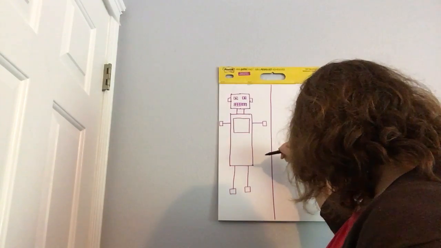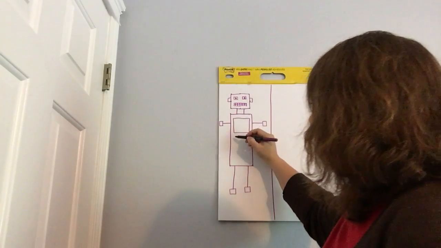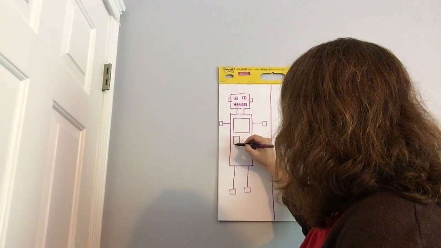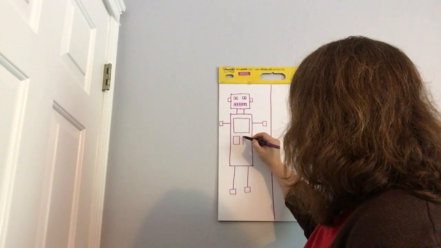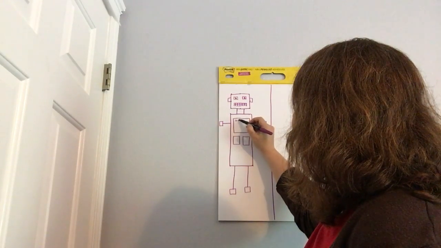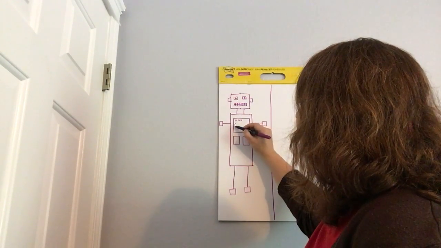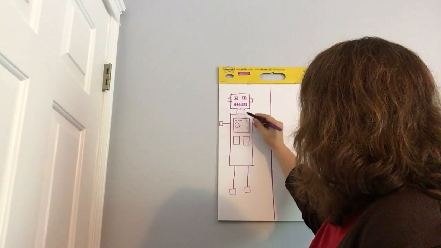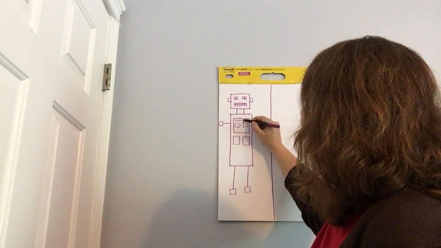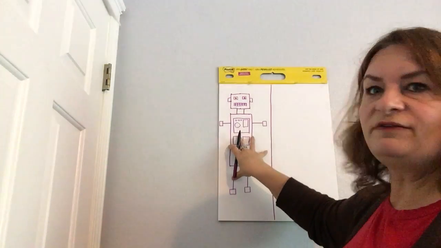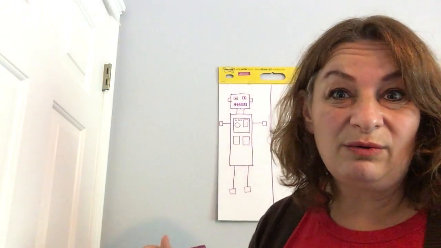And then I've decided I want him to have 2 rectangles here. And then I can make some circles for his, large circles if I want to. Maybe he needs a speaker. So there's our first one. We need to draw our other one really quickly.